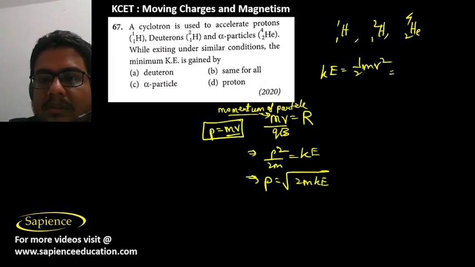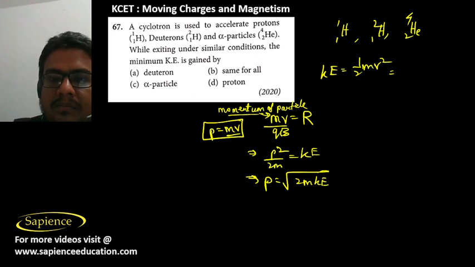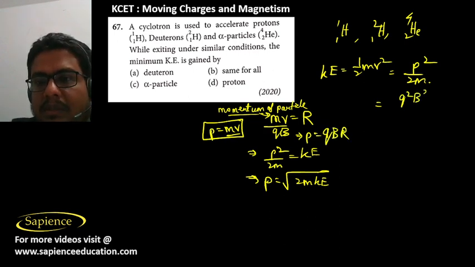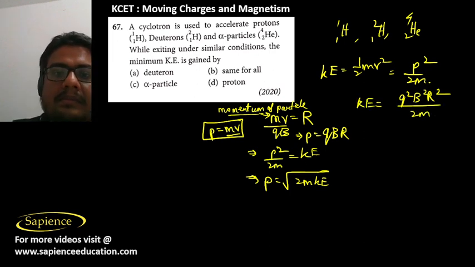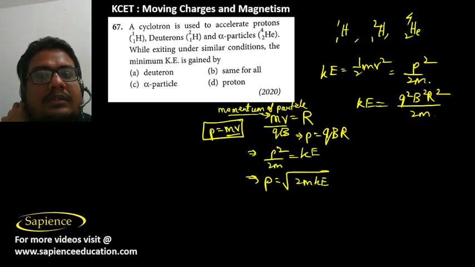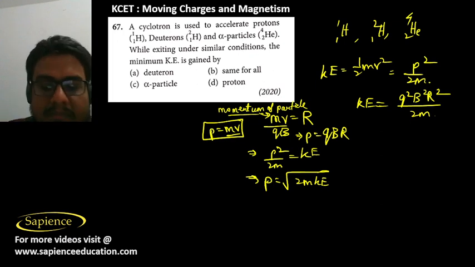So this we can write, okay, p square by 2m. Now from here I can say p is equal to qBr. So this we can write as q square B square r square by 2m. This is the kinetic energy of the charged particle in a cyclotron. So under similar conditions means the magnetic field is the same and the radius also is the same.